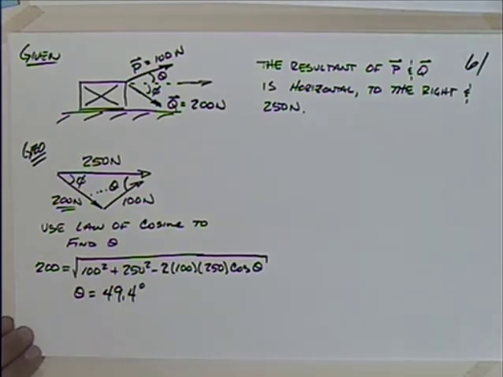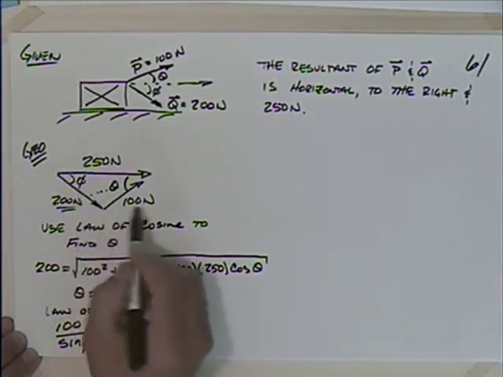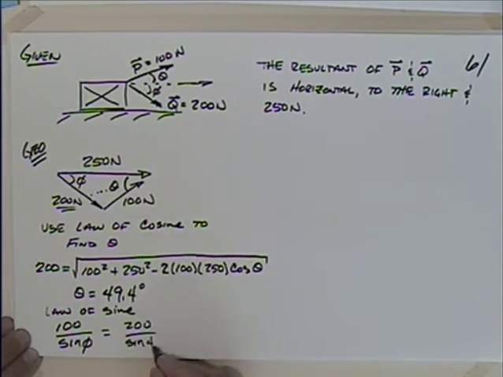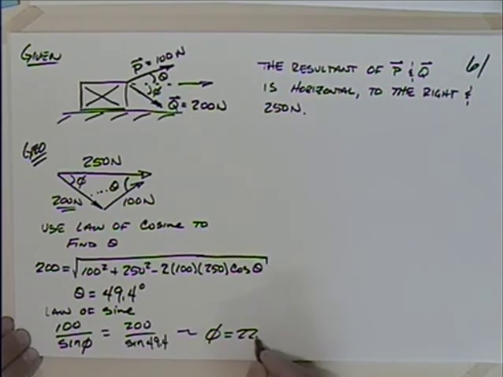Now we could use the law of sines and say that 100 over the sine of phi is equal to 200 divided by the sine of the angle we just found, theta, which is 49.4 degrees. And with that, then, phi turns out to be equal to 22.3 degrees. Okay? So grabbing your calculator, going through that, you should come up with those.